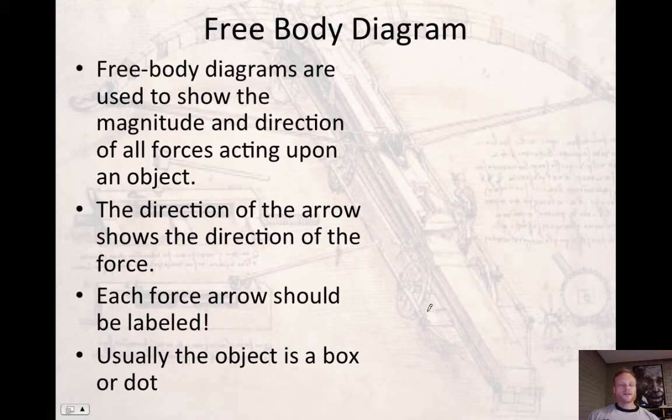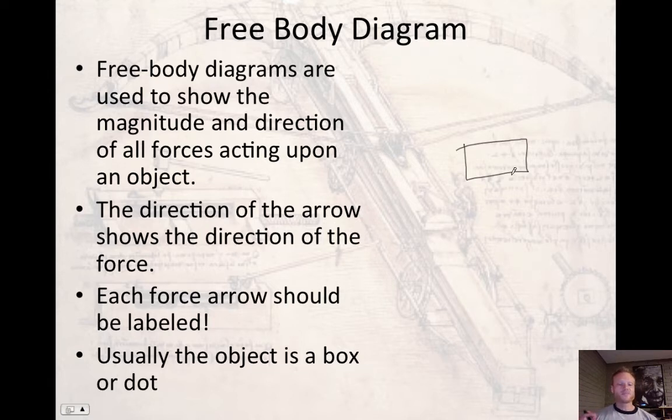So here we go, we're getting into free body diagrams, and free body diagrams are basically used to show the magnitude and direction of all the forces acting upon an object. Typically, whatever the object is, whether it's a car, a squirrel, a human, you name it, it's represented with a box. So it's wonderful for those who are artistically challenged. I can draw an okay box. So you draw a box to start your free body diagram, and then you put arrows on this box to show the directions of the forces that are happening to this box.